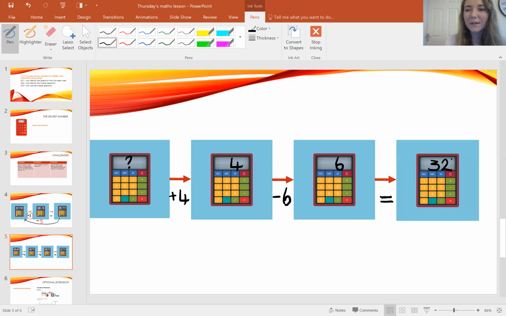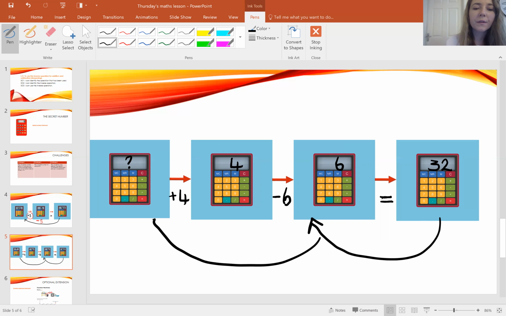Have you done that? Well done. So we need to do the same thing again, but this time we're going to reverse 2 calculations. We used subtraction here, so we're going to use the inverse and add 6. So 32 add 6 is 38. So we get to 38 here.